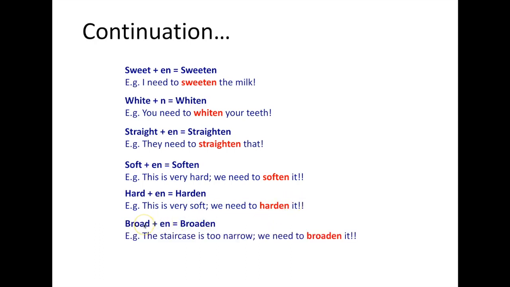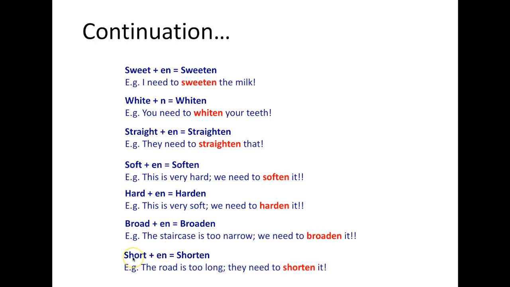We also have the adjective broad, and then we add en, and then we get broaden. Okay? So tenemos el adjetivo broad, que significa amplio. Cuando le adicionamos en, obtenemos ampliar. Okay? So the staircase is too narrow, we need to broaden it. Okay? La escalera está muy estrecha, necesitamos ampliarla.